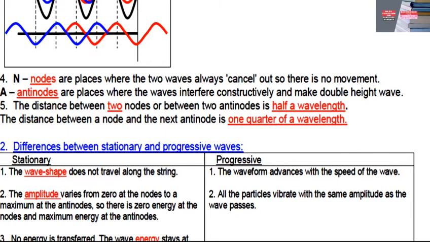So these points and these points are exactly 180 degrees out of phase. These and these are also 180 degrees out of phase, or pi radians out of phase.